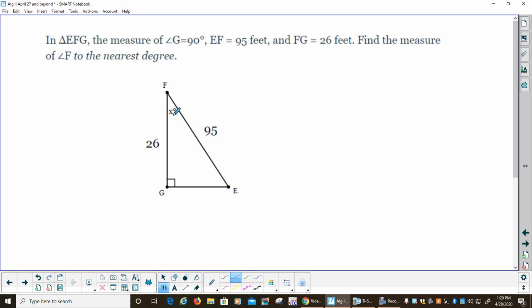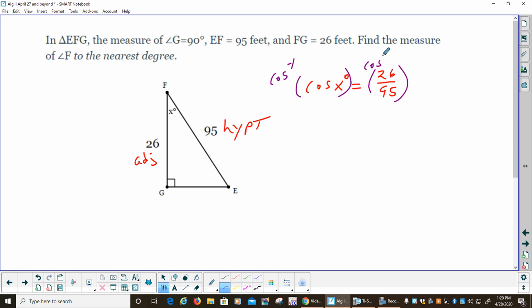So I'm standing on this angle. This again is your adjacent side. This is your hypotenuse. Right? Setting it up, adjacent hypotenuse, that's cosine. The cosine of x degrees is equal to 26 over 95. I want cosine to go away, so I'm going to do the inverse cosine on both sides. Inverse cosine, and that's how you say it. You don't say cosine to the -1. You say inverse cosine. That's how you pronounce this. These two cancel out, so I have x equals inverse cosine 26 over 95.